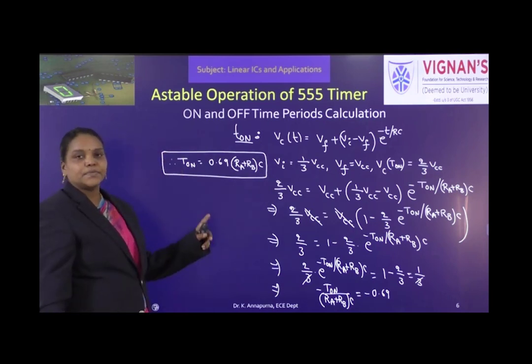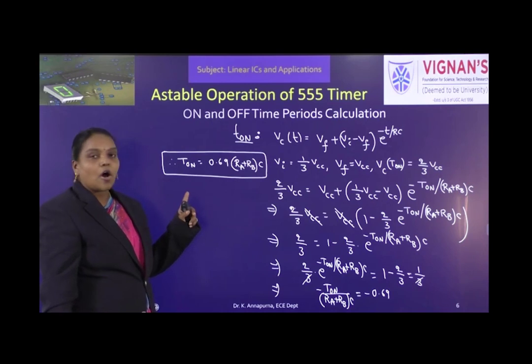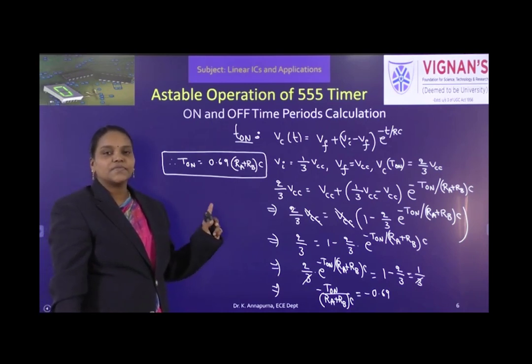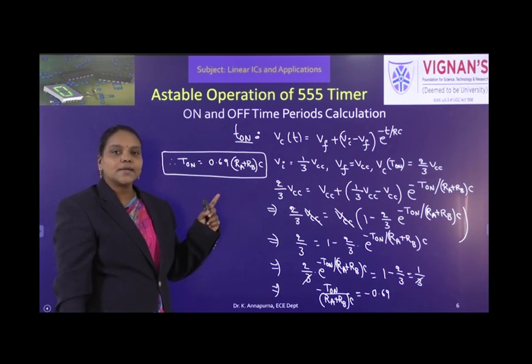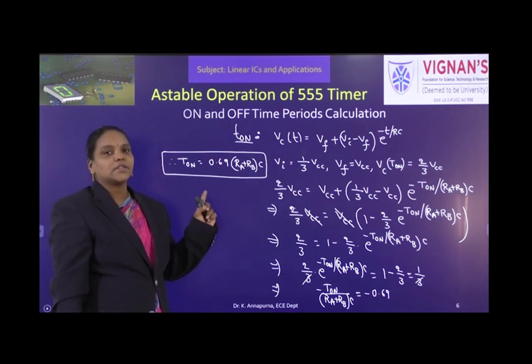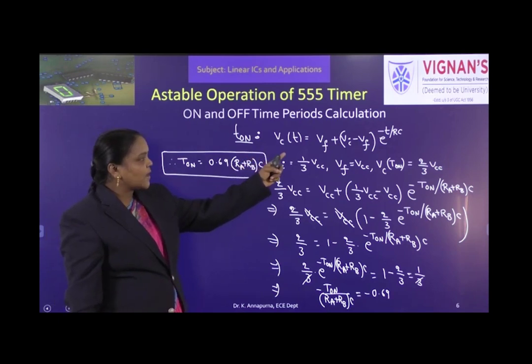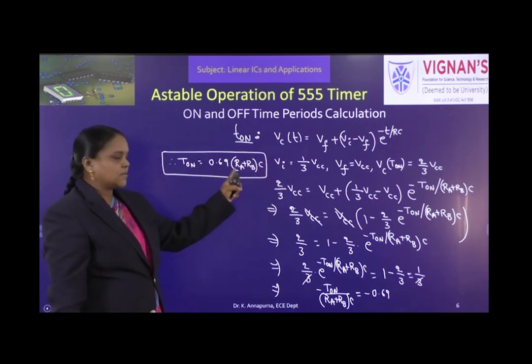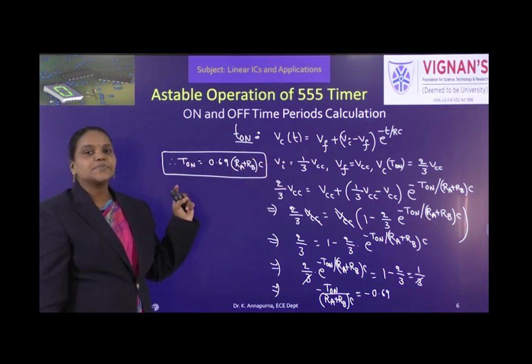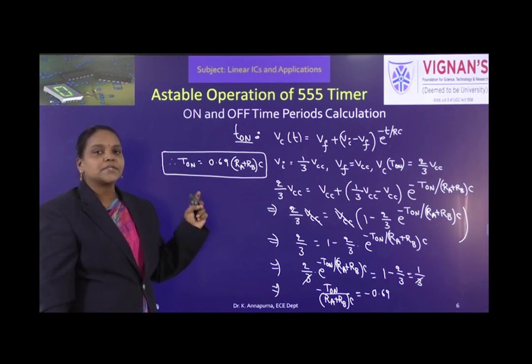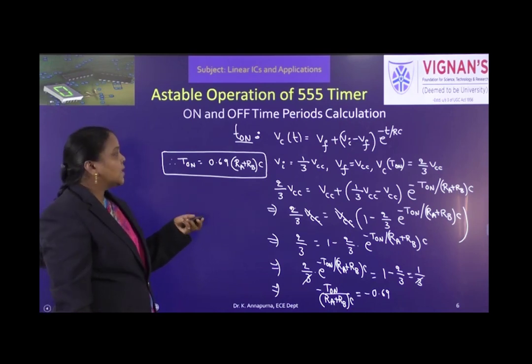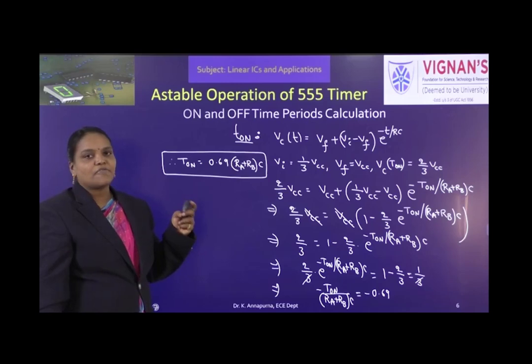Okay, is it clear? So initially in the on period, the capacitor is charging from 1/3 VCC to 2/3 VCC. Its final target is VCC. So V final is VCC. V initial is 1/3 VCC. And at T equal to T on, it is 2/3 VCC. So substituting those values here, we got this. On period is 0.69 times RA plus RB into C. Similarly, now let us derive the off period.